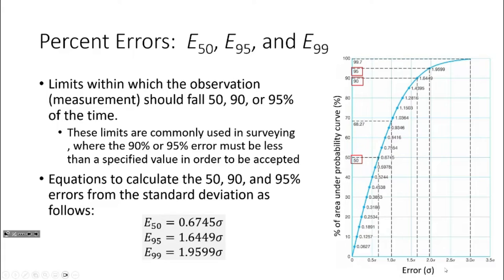So the percent error for 95% should tell me that 95% of the data should fall within that range. Same thing with E99, that 99% of the data should fall within this range. And it can be a little bit difficult to wrap your head around without an example. So I think the easiest way to take a look at this is to actually do an example.